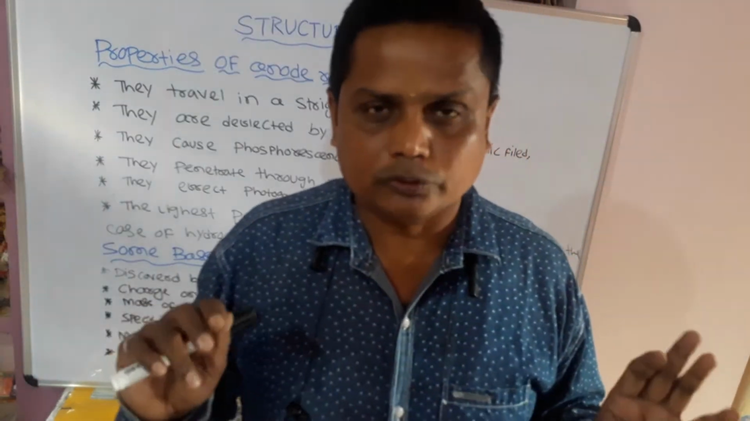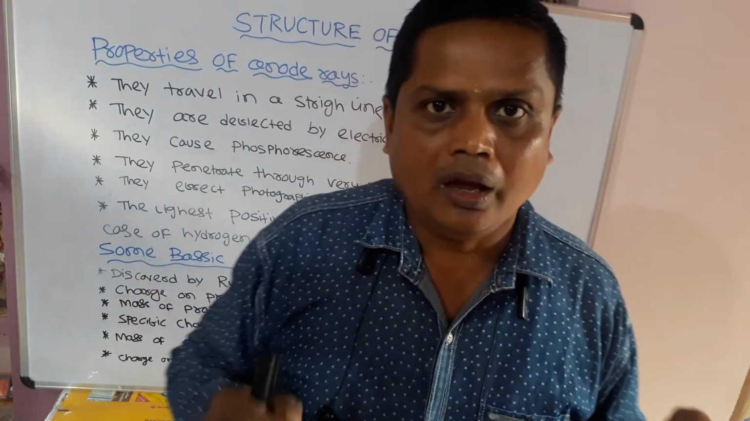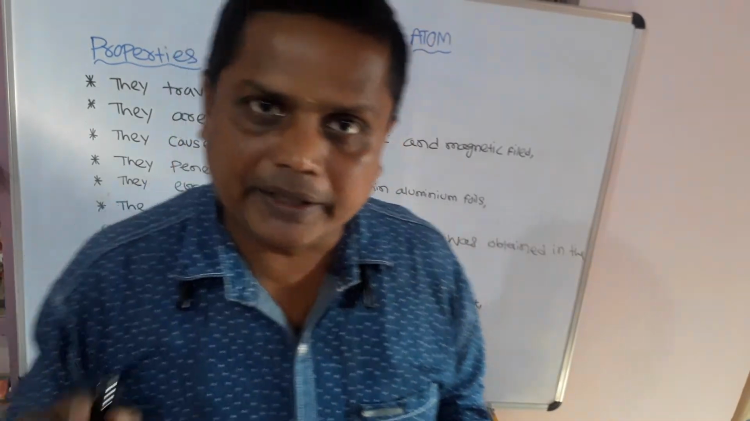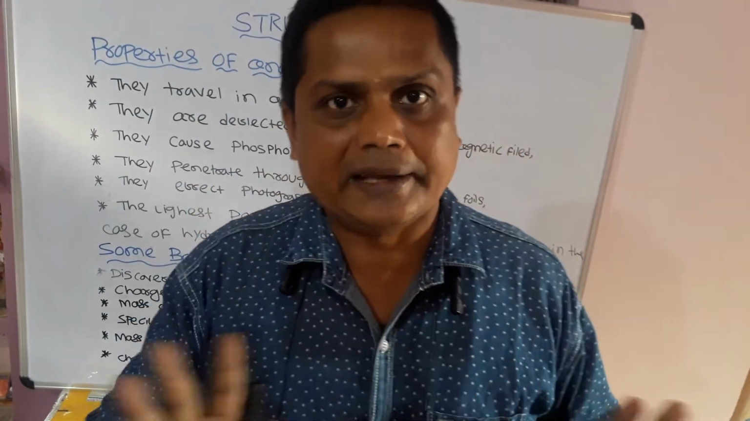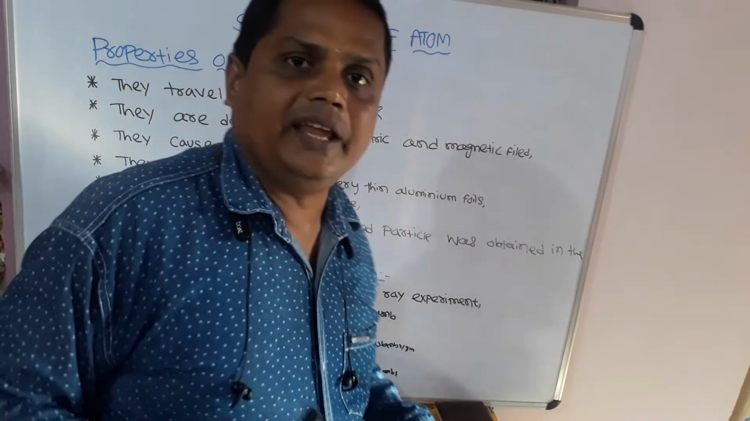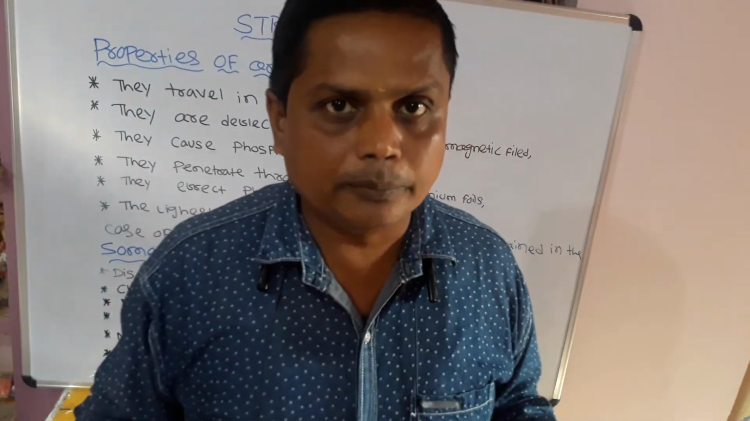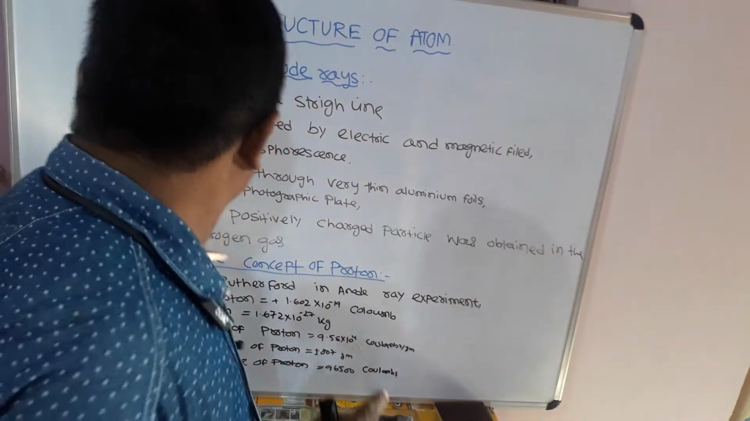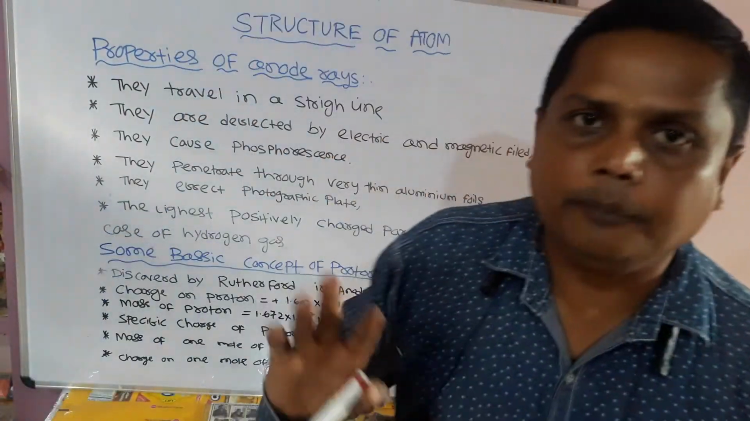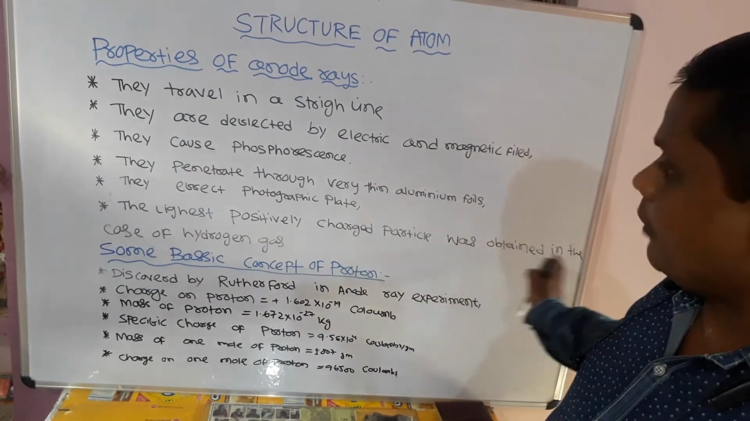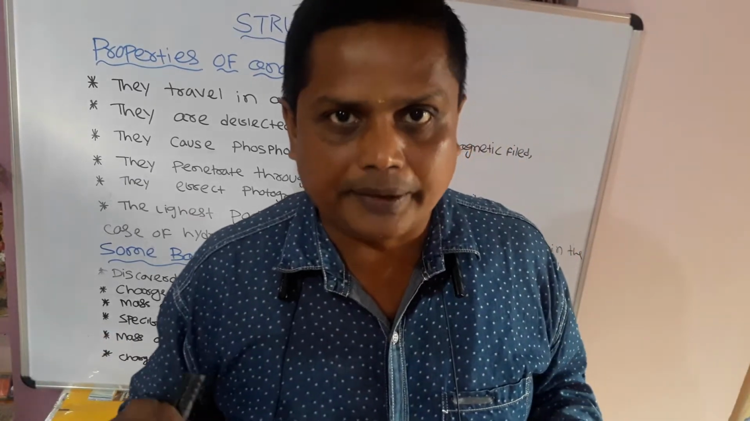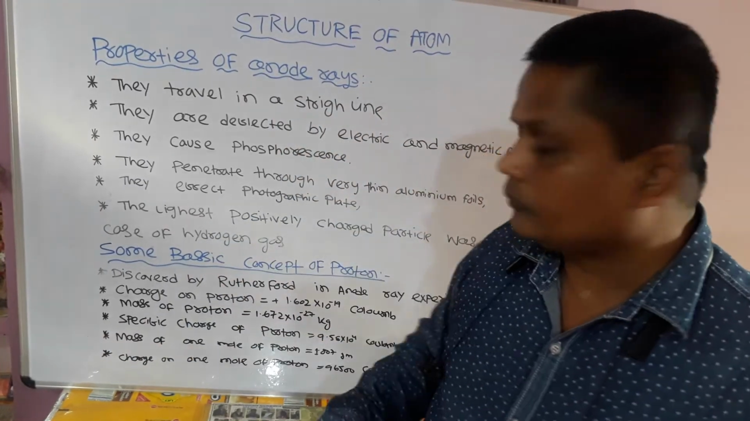Fourth, they penetrate through very thin aluminum foils. Last, they affect the photographic plate. The lightest positively charged particle is obtained in the case of hydrogen gas.